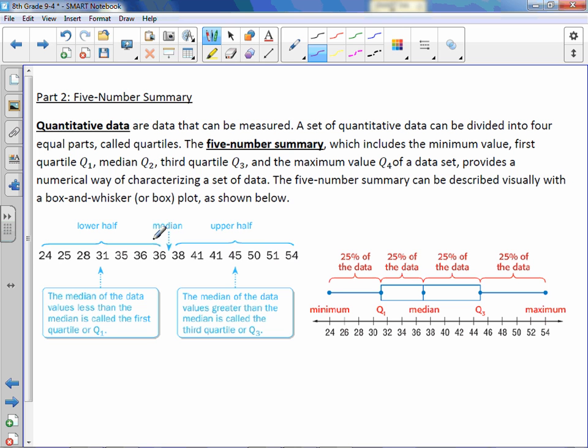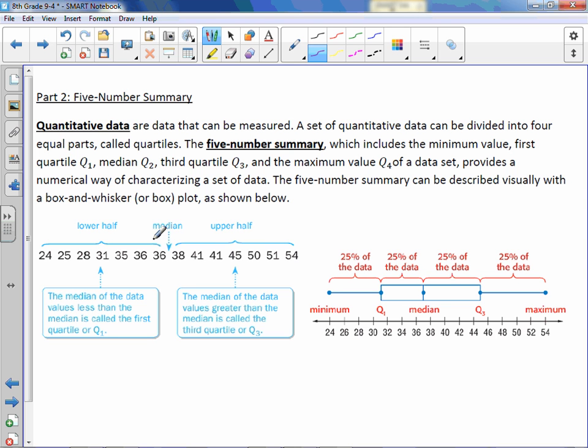Quantitative data are data that can be measured. A set of quantitative data can be divided into 4 equal parts called quartiles. The prefix quart means 4. The 5-number summary, which includes the minimum value, the first quartile, Q1, the median or second quartile, the third quartile or Q3, and the maximum value or Q4, fourth quartile of a data set, provides a numerical way of characterizing a set of data. The 5-number summary can be described visually with a box and whisker or box plot as shown below.